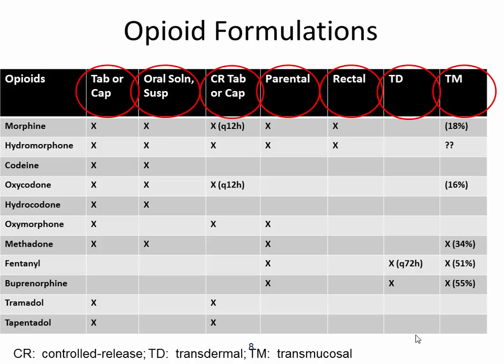But you can use the concentrated solutions of morphine, oxycodone, and the hydromorphone tablets and administer it transmucosally as well. It's not going to get you the higher absorption concentrations, but it can still be used.